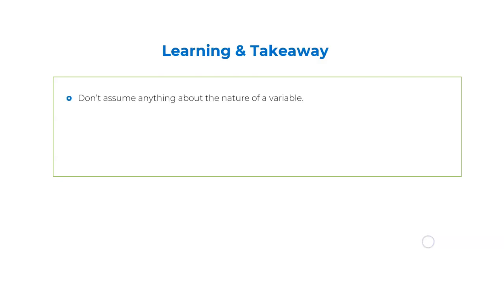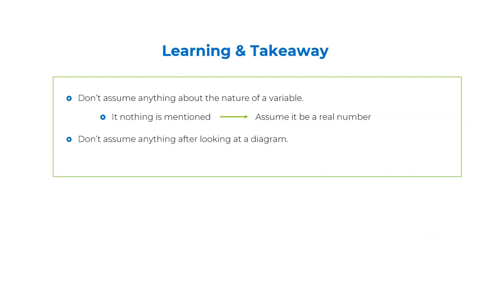So the final takeaway is, do not assume anything about the nature of any variable. If nothing is mentioned, just assume that it's a real number. That's all, and then solve the question with an open mind. In case of diagrams, do not assume anything by looking at the diagram. Hey, it looks like 90 degrees. Hey, it looks like 60 degrees. Don't do that. See what information is given, and based on that information, make some inferences and then solve the question. Then you'll never make a mistake.